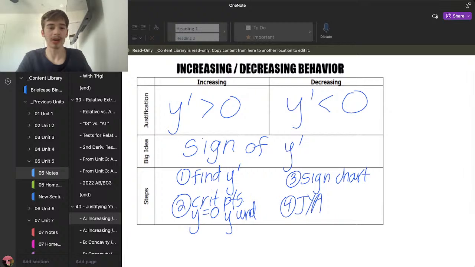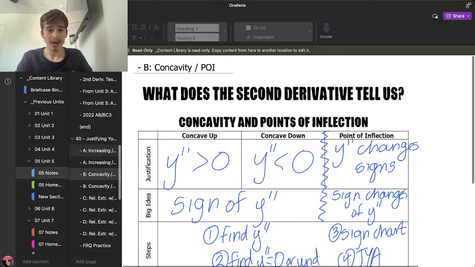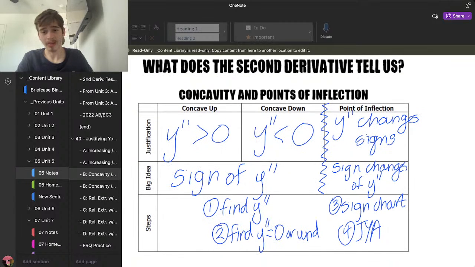Increasing and decreasing behavior, kind of easy. Increasing is y prime greater than 0, decreasing is less than 0. The sign of y prime is your big idea. Find y prime, then the critical points, which is where y prime is 0 and/or y prime is undefined. Sign chart, justify your answer. I'm not doing all that. Concavity, look at the double prime value, the sign of it, positive or negative. Sign chart as well.